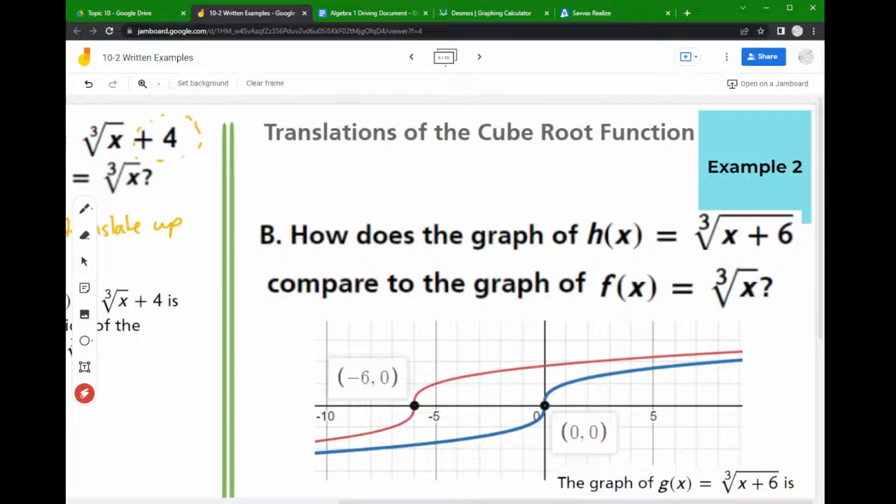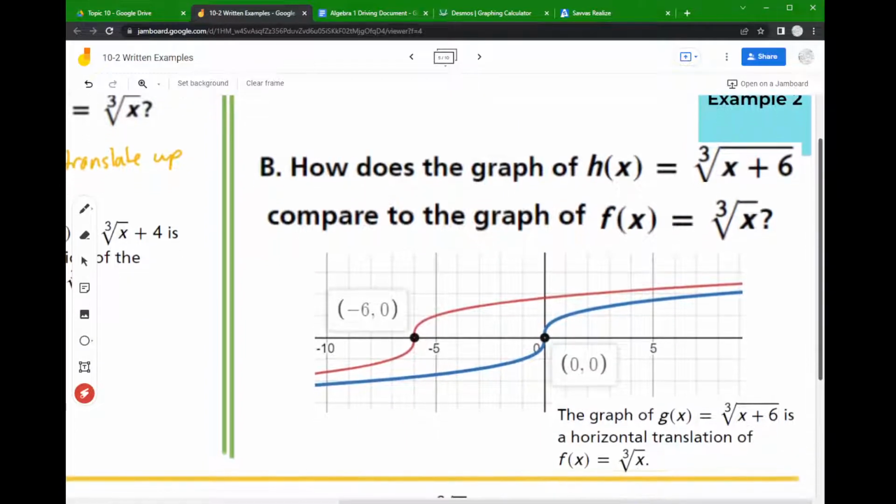Let's try it with b. So here on b, it says, how does the graph of h of x equals the cube root of x plus 6 compare to the graph of the parent function? So this plus 6 is inside of the square root house, so it's an h value. And if you see something that says x plus h, that's going to translate left.